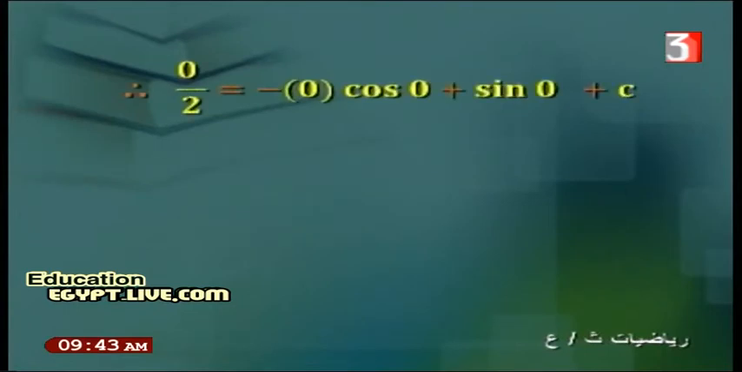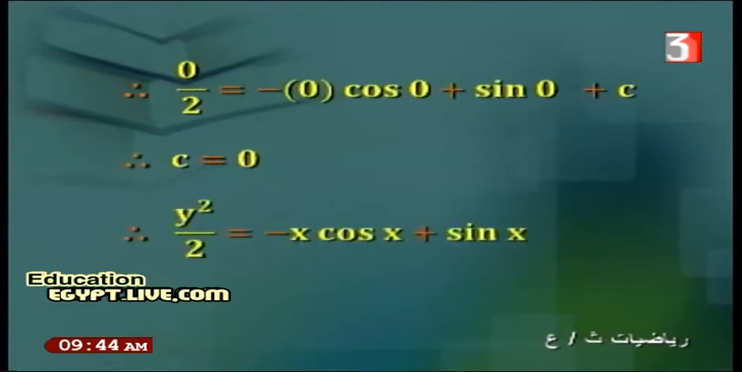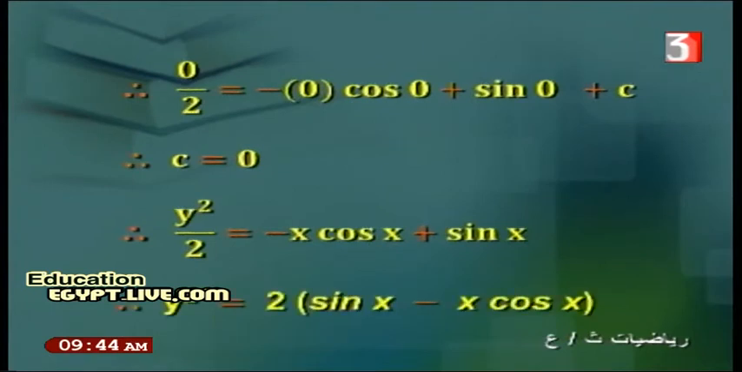The left hand side, y power 2 over 2, equals 0 over 2, equal to the right hand side, negative 0 cosine 0 plus sine 0 plus c. Then the value of c equals 0. And y power 2 over 2 equals negative x cosine x plus sine x plus 0. We multiply both sides by 2. Then y power 2 equals 2 times (sine x minus x cosine x), which is the required to prove.